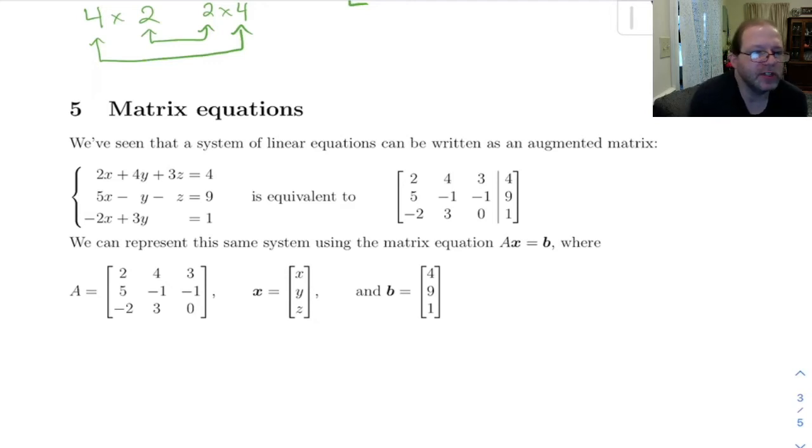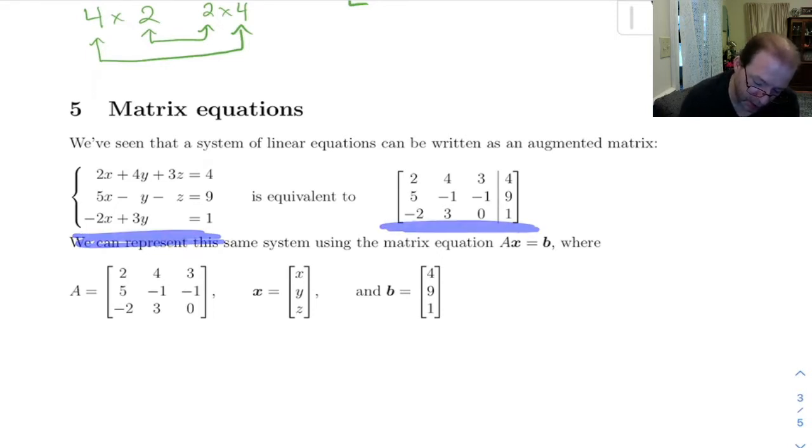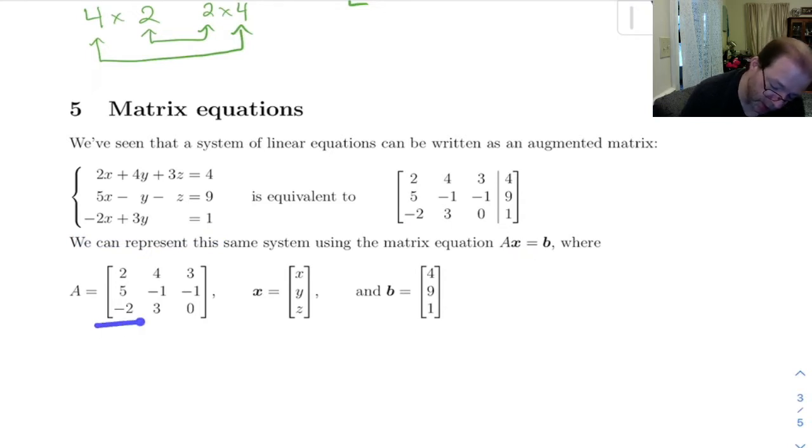All right, matrix equations. A matrix equation is just another way of writing a system of linear equations. We've seen before that a system of linear equations can be written either as a system like this or as an augmented matrix. But you can also write it out as AX equals B, where this is A, this is X, and this is B.